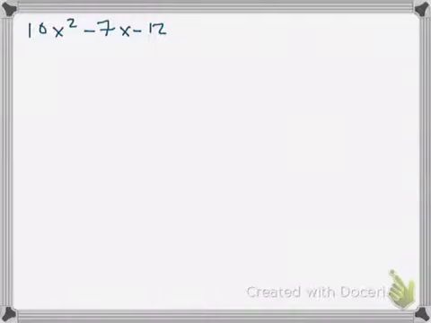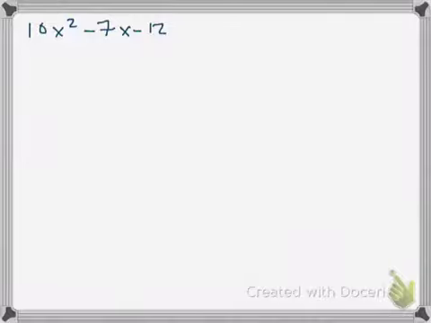Let's try another one. This one is even more complicated. If we do the guess and check method, because we have a 10 and a 12, we have lots of options. We can have 1 and 10 or 2 and 5 for the first terms, or we can have 1 and 12, 2 and 6, 4 and 3. There's lots of different combinations that would work, and so if I just guess and check through all of those, it gets a little crazy. So I like to do the grouping way.